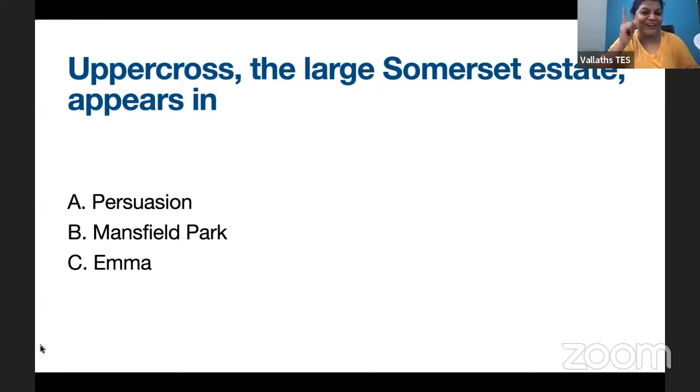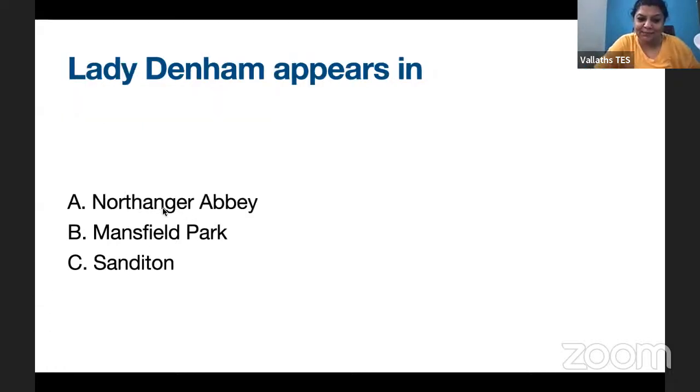Upper Cross, the large Somerset estate, appears in which novel? It is a big estate. They are relatives of people in Kellynch Hall. Sir Walter Elliot in Kellynch Hall is so sad because Upper Cross is so big. Yes, guys, it is Persuasion.